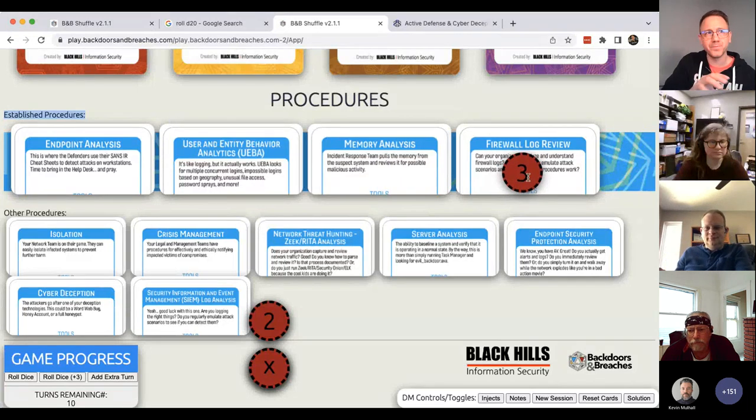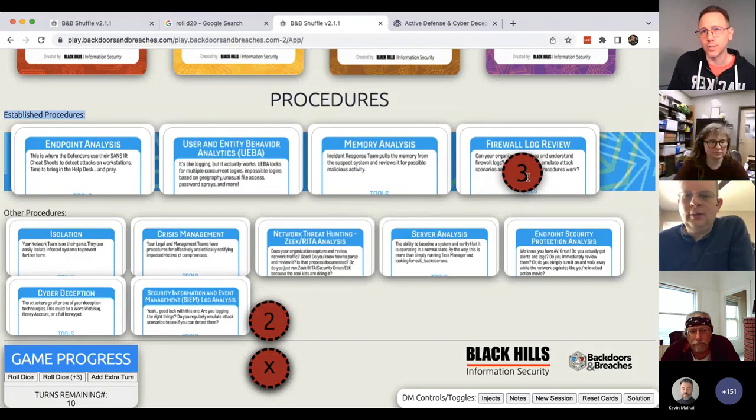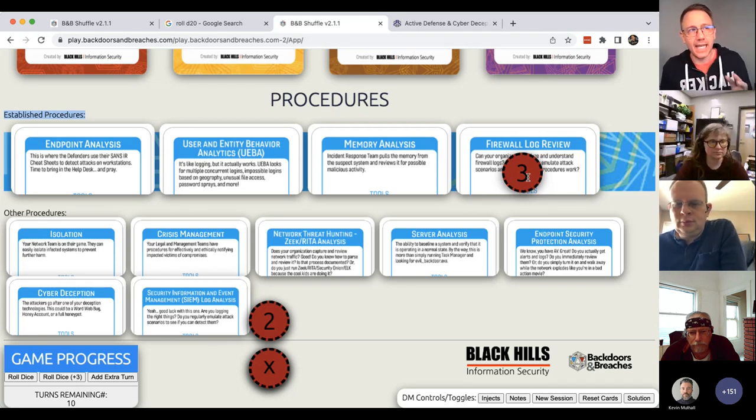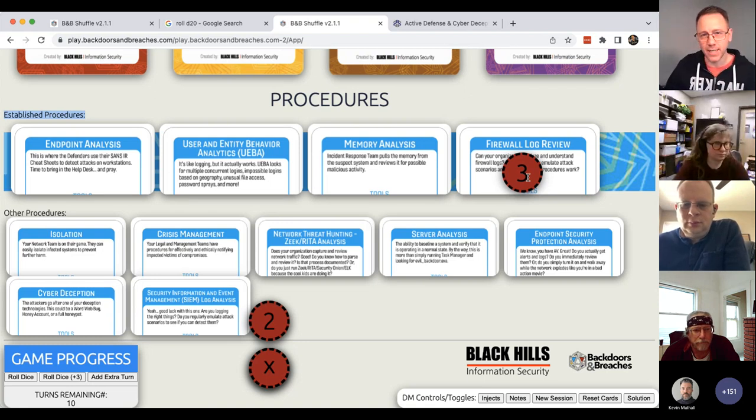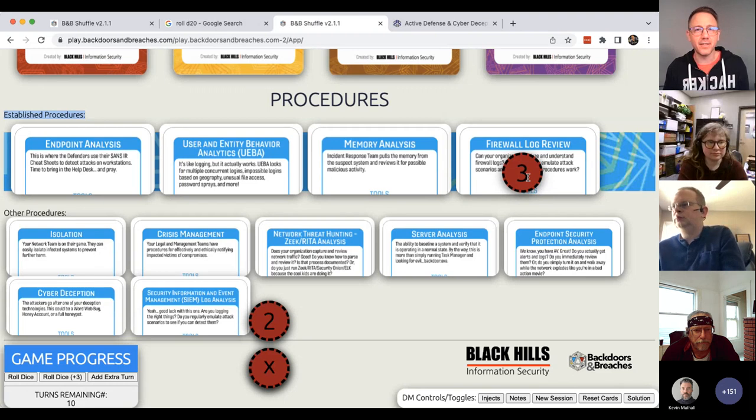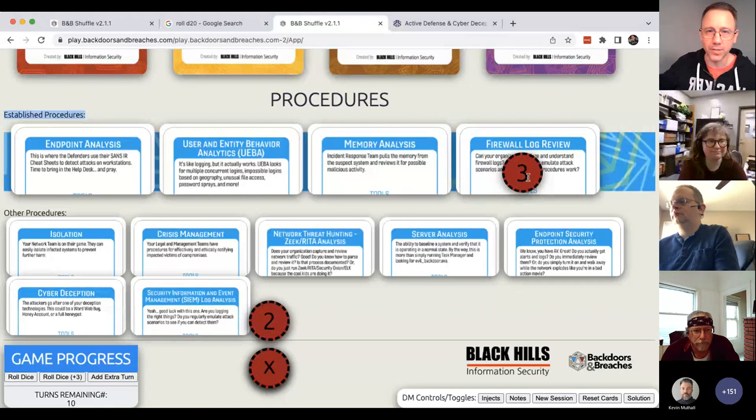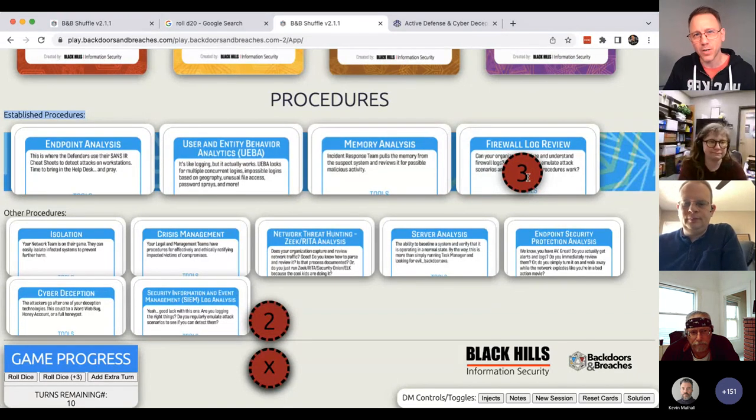All right. So if you notice, I'm going to put a 3 here. So you did firewall log review. I'm going to put a 3 here because it didn't work. And we have a 3-turn cool-off period whenever you try to do something in Backdoors and Breaches. So for 3 turns, you can't use it. And here's why. Sometimes you try to do something and you can't, but you go talk to somebody or you ask better questions or you research or you watch a video on YouTube, and all of a sudden you're like, that's the search query I need. So it's not that it never works. It's just that it doesn't work right now.